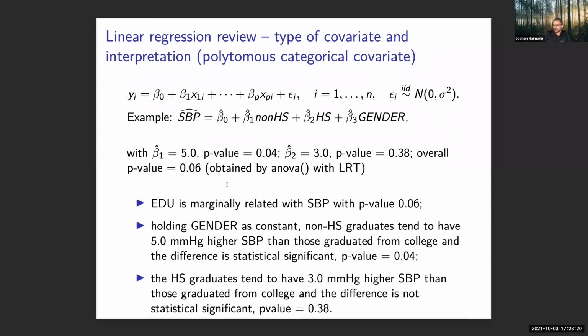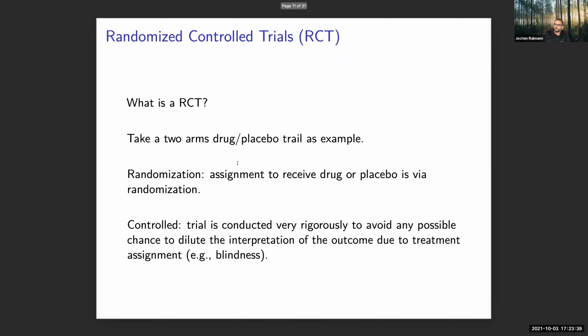High school graduates tend to have 3 millimeter Hg higher SBP than those graduating from college, and the difference is not statistically significant at a p-value of 0.4. So this is the interpretation of what you're looking at here, and with an overall p-value of 6%.